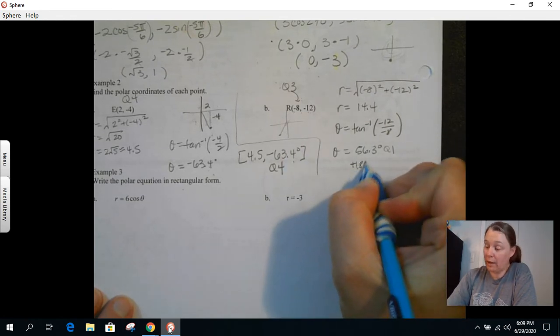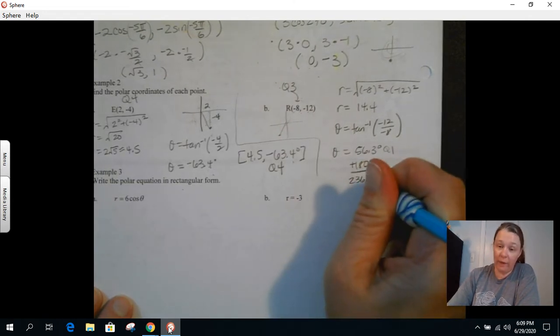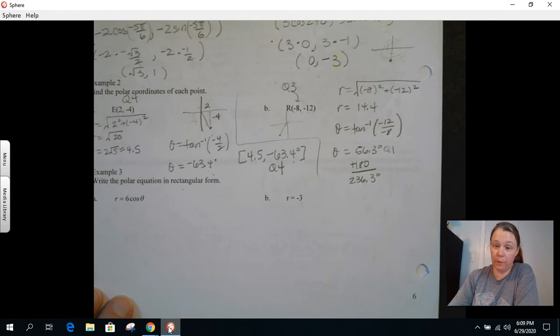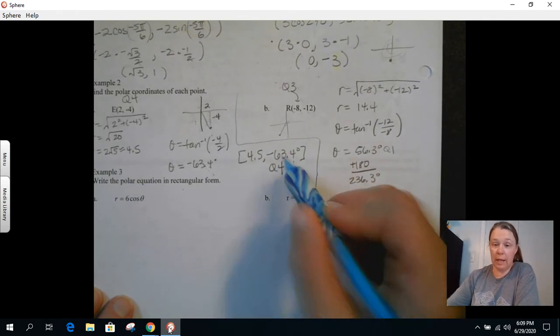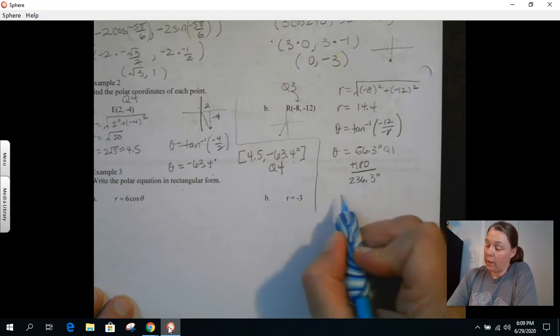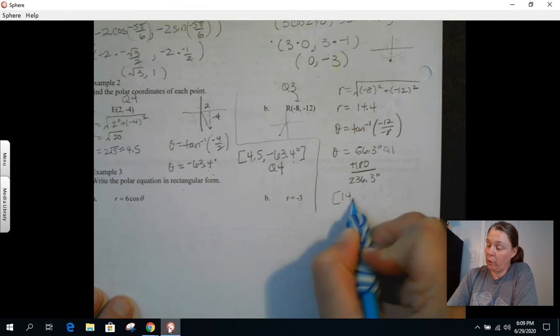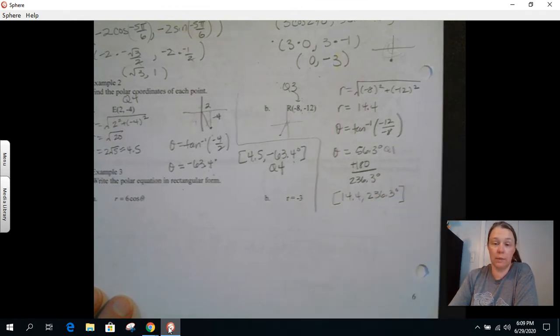Okay, this is in quadrant 1, but my point is supposed to be in quadrant 3. So I have to add 180 degrees, just like we had to do with vectors last chapter. Okay, so in this one, we didn't end up having to because that negative rotation is still in quadrant 4. So then I could write this as 14.4 comma 236.3 degrees. You always check your quadrants.